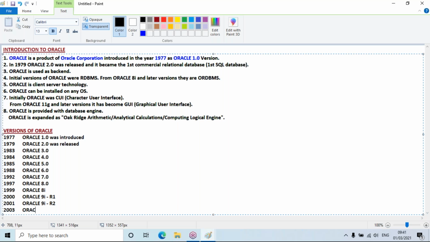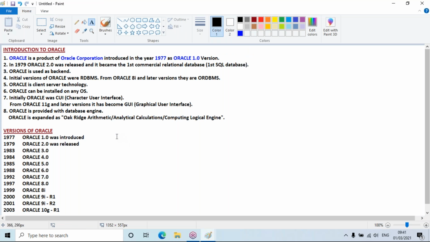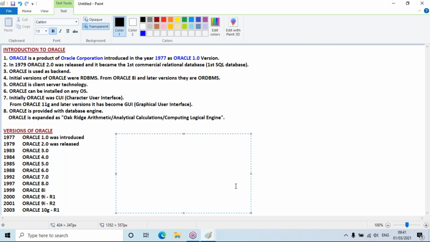In 2003, they came up with Oracle 10G. Release 1 is introduced. Then after, in 2005, Oracle 10G Release 2 was introduced. Then in 2007, they came up with Oracle 11G. Release 1 was introduced. Then in 2009, Oracle 11G Release 2 is introduced.